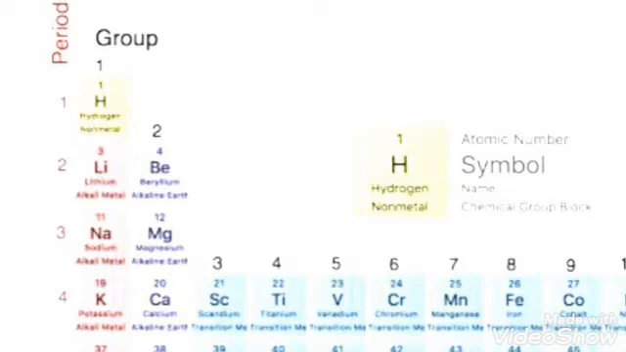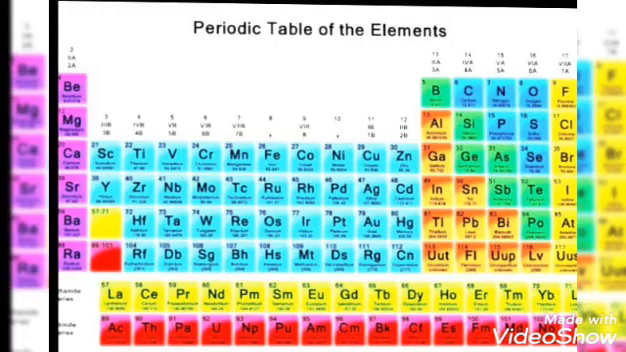Vertical columns from top to bottom are called groups, and horizontal rows from left to right are called periods. There are a total of 18 groups and 7 periods in the modern periodic table.